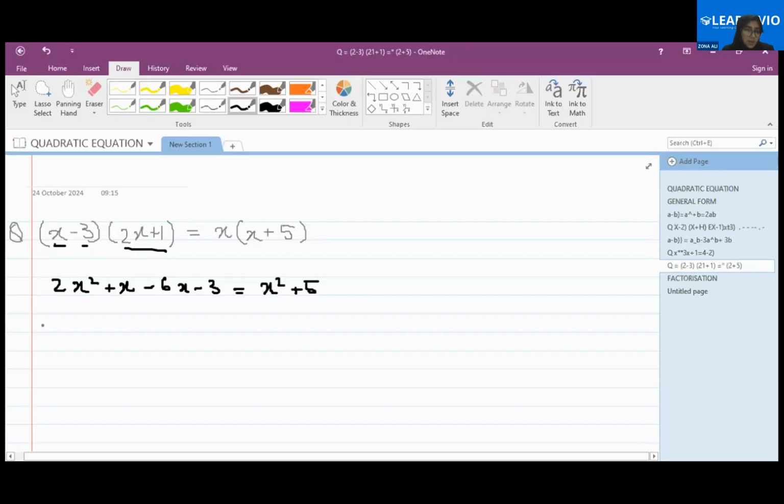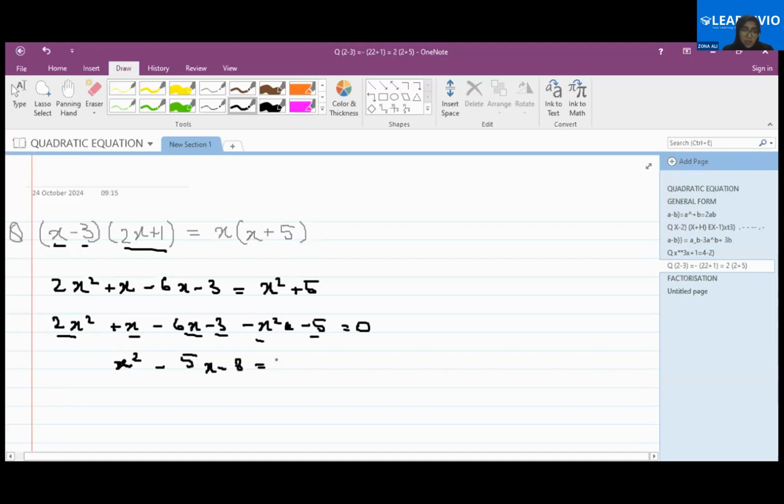Taking these terms to the left side, this will give you 2x square plus x minus 6x minus 3 minus x square minus 5x is equal to 0. So 2x square minus x square will give you x square, and minus 6x plus x minus 5x will give you minus 10x, and minus 3 minus 5 will give you minus 8 is equal to 0. So the highest degree is x square, so it is a quadratic equation.